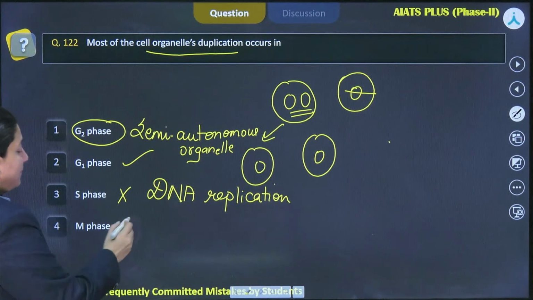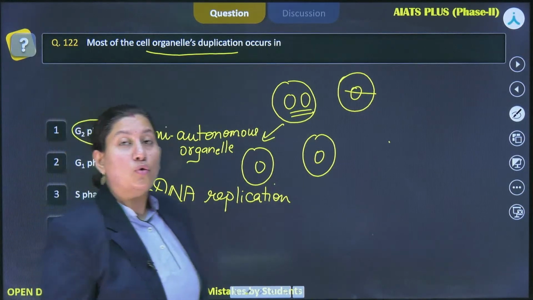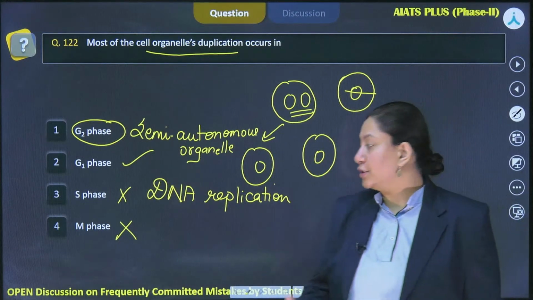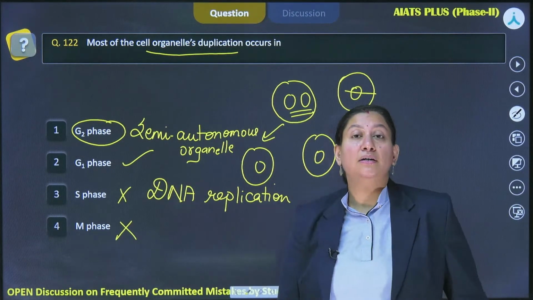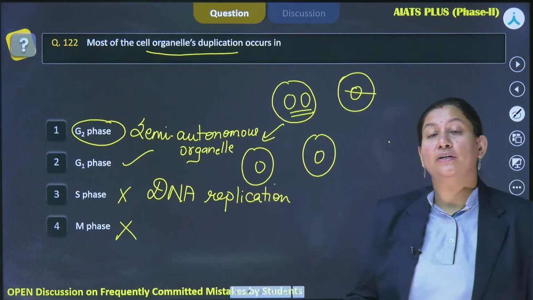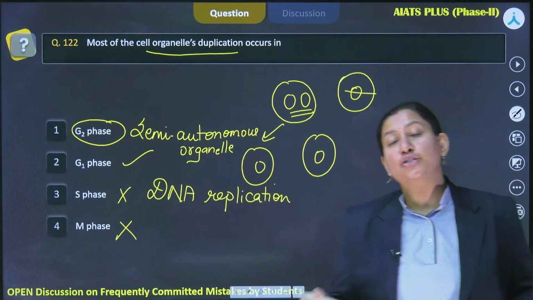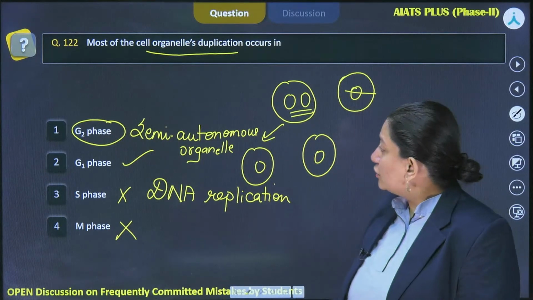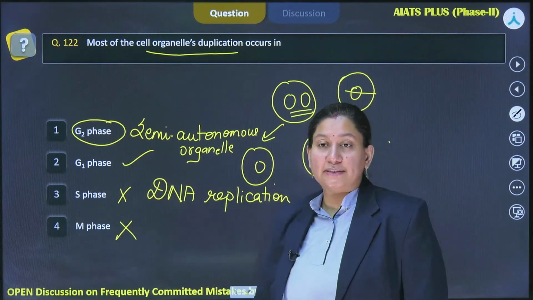Then we have M phase. This could also be ruled out because over here the division is occurring, not the duplication. So over here we are seeing the actual cell division. Over here the reorganization of the cell organelles is occurring, not the duplication part, right? So this is also incorrect. So G1 phase is correct.